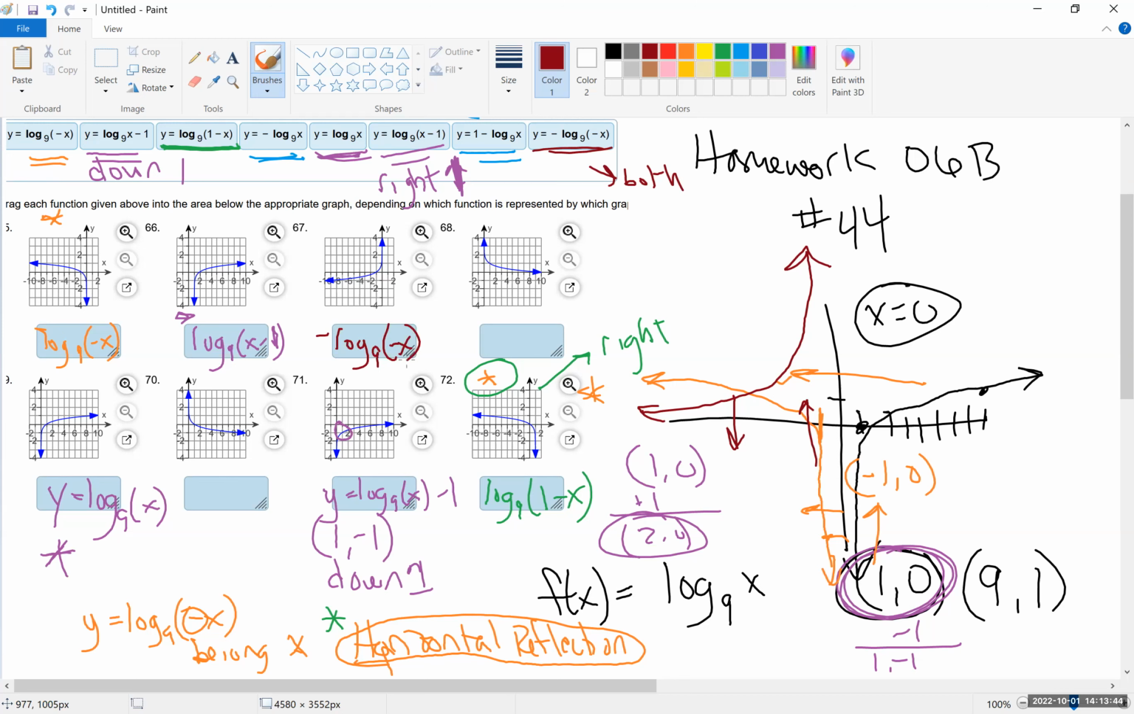All right. And then we just have to worry about the difference between the blues: one is shifted up 1. So we can actually just look at which graph is shifted up compared to the other one. This one is shifted up, number 68. And so it's going to be 1 minus log base 9 of x. And then this one is just negative log base 9 of x, because the difference between the two is just shifting.